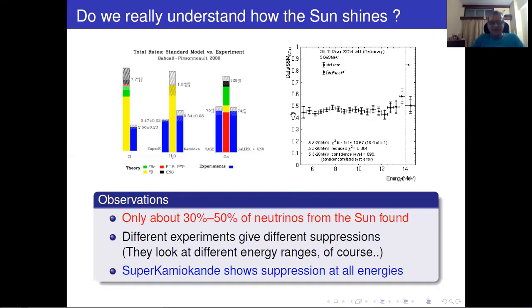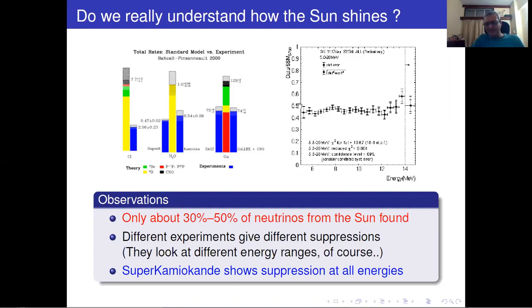And to understand that, you can look at these top two plots. In order to understand all the details in the plots, the big bar that you see here in chlorine, the yellow, green, and some dashed, is what we expect from the sun. Blue is what you observe. Okay. Again, in the water detectors in the middle, the yellow is what you expect, and blue is what you observe. Also, in the gallium detectors, the same thing. Okay. So it turns out that in all kinds of detectors, only about 30 to 50% of neutrinos from the sun are actually detected, others are not. Okay.